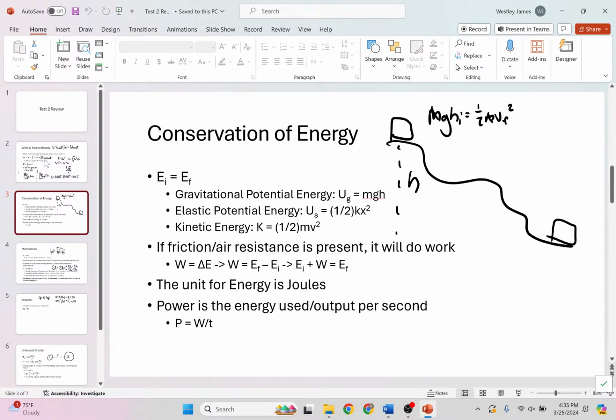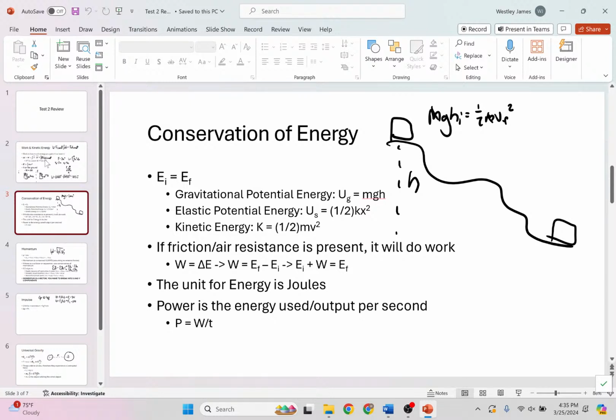Conservation of energy is a very important thing you all need to know. This is a critical concept, not just for this class, but in general. It is so useful: energy is conserved. The energy I start with is the energy I end with. We'll do at least one example of that today.